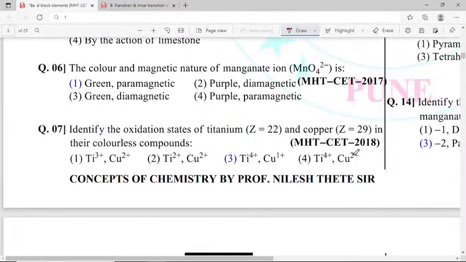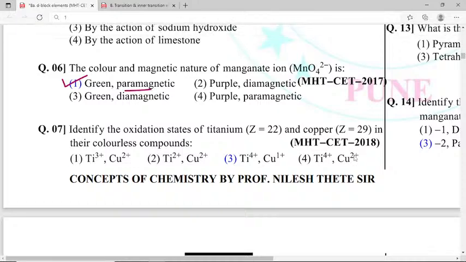The color and magnetic nature of manganate ion is green and paramagnetic. So it is paramagnetic in nature. Manganese here has oxidation state 8 minus 2, so it becomes plus 6. So in the plus 6 oxidation state, it is green and paramagnetic.